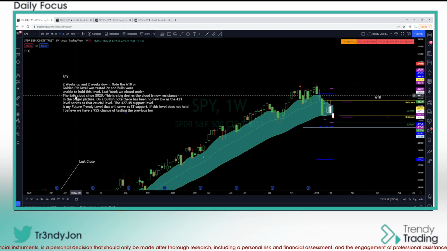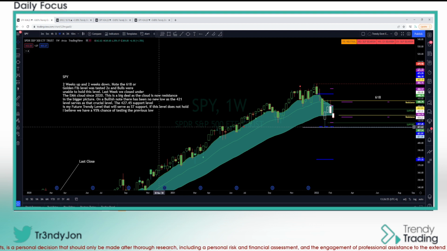Last week, we closed under the EMA cloud. The EMA cloud is simply this cloud here, and it's used for a visual. Basically what I have in here is the 9, the 13, and the 22. No secret. When we're above that cloud, we're looking for the trend to continue to the upside. And when we are below that cloud, the bottom of that cloud, right here, is resistance until proven otherwise. So as long as we're staying underneath that cloud, the direction is sideways to down. It's not until we get into that cloud that we start to think maybe we found some support. This is a big deal, as the cloud is now resistance in the bigger picture.